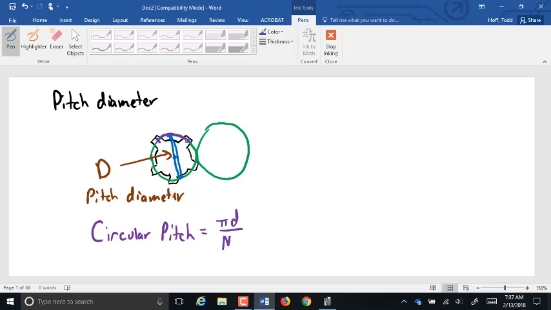The pitch circle is the whole circle, but there really isn't a measurement for that. That full circumference isn't measured for any reason. Yeah, so it'd just be pi, it would be the circular pitch.